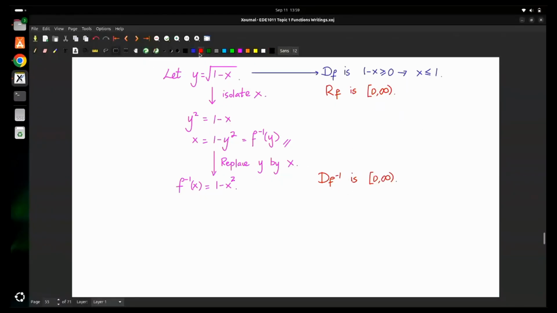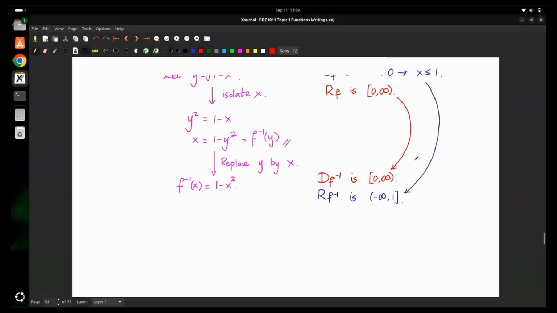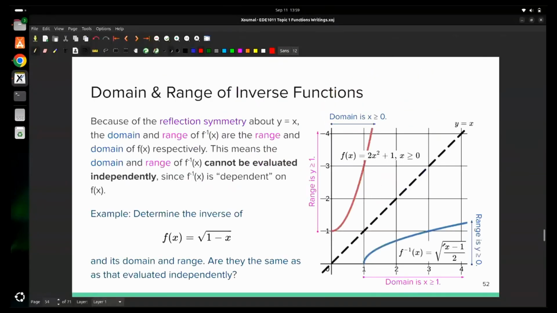Then the range of f inverse is basically the domain of f, which is x less than or equal to 1. So maybe I put it as minus infinity to 1 inclusive. You can see the swapping going on here. The thing here is that when you have an f inverse, you must understand f inverse comes from f.